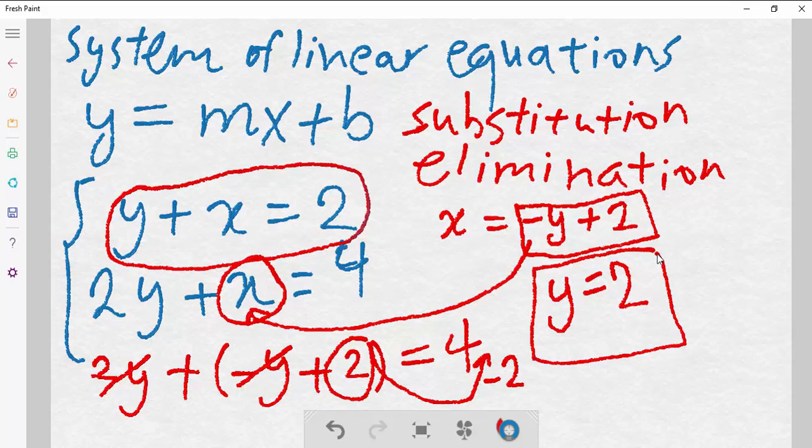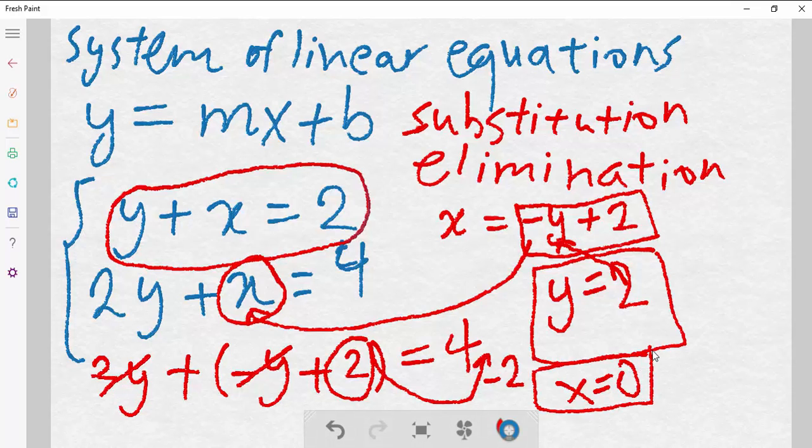Now how can I find x? I say here that x equals negative y plus 2. So I'll put 2 here instead of y. So negative 2 plus 2 equals 0. So x equals 0.